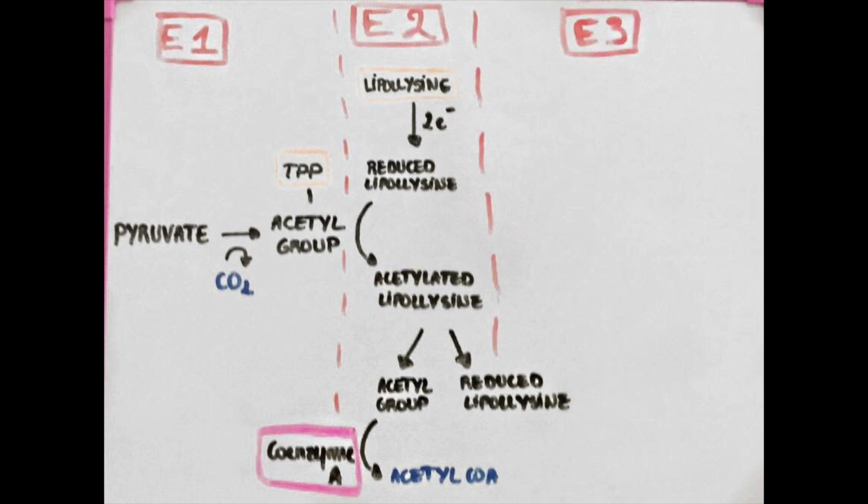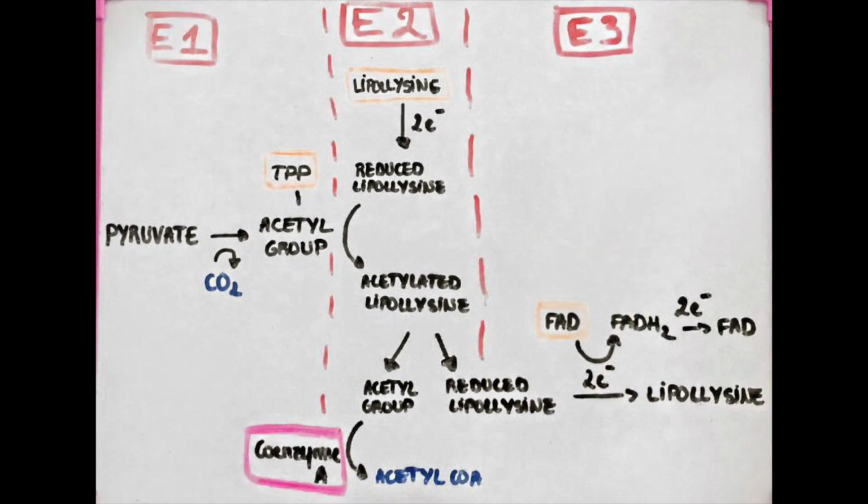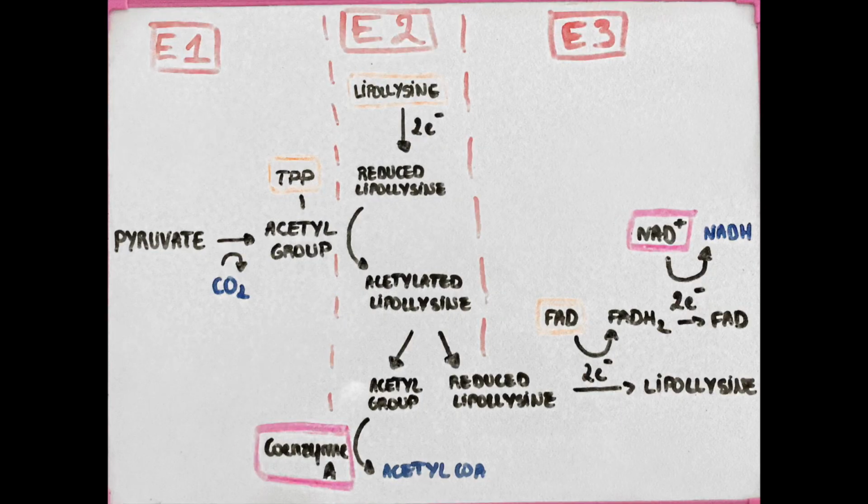From now on, all the reactions that happen are for the recycling of lipoamide and FAD. As the acetylated form of lipoamide has given the acetyl group to CoA, it remains the reduced form of lipoamide, which is going to transfer the 2 electrons to FAD. FAD is then going to be reduced into FADH2, and the reduced form of lipoamide oxidizes into lipoamide again and is now ready to begin again. The FADH2 is now going to give 2 electrons to NAD+, that is going to be reduced into NADH, which is the final product of the whole reaction. With all this reaction, we have recycled the FAD and lipoamide.